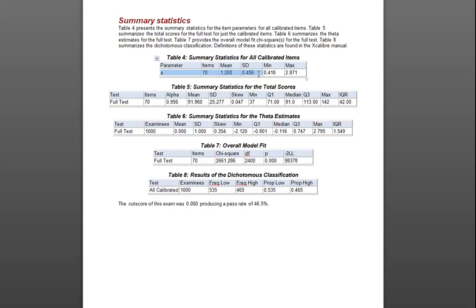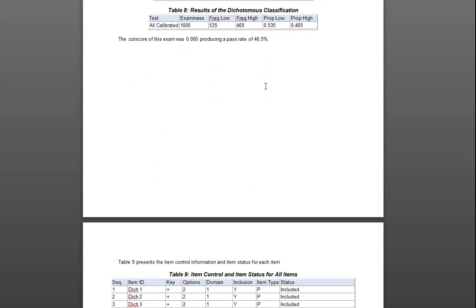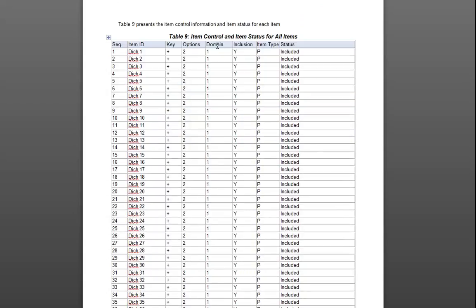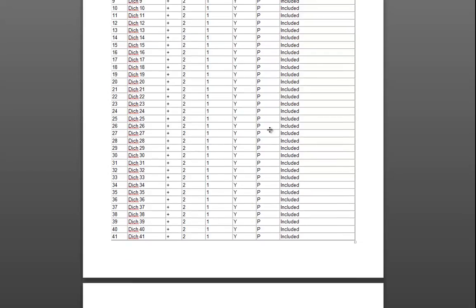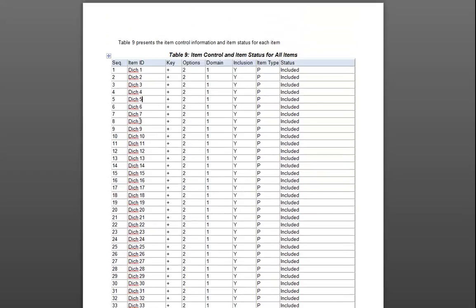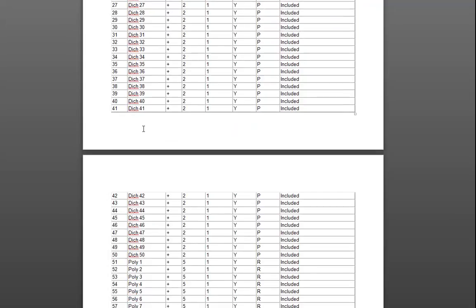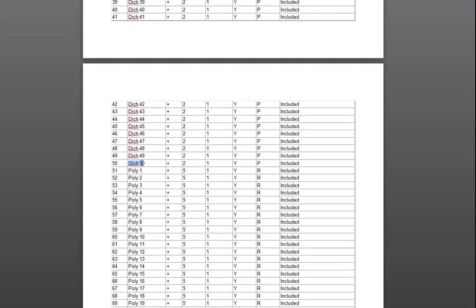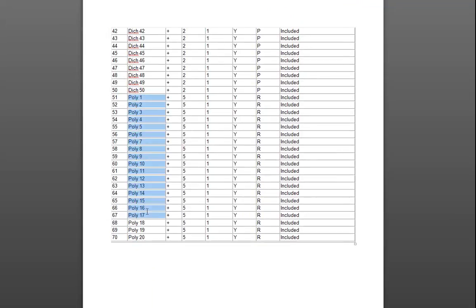And we're only providing the A parameter because the two different types of models, that is the polytomous model and the dichotomous model, do not utilize the B and C parameters in the same way. We then provide the item control file. And you can see here, in terms of these names, these are dichotomous, so that the first 50 items are dichotomous, and then the final 20 items are polytomous.